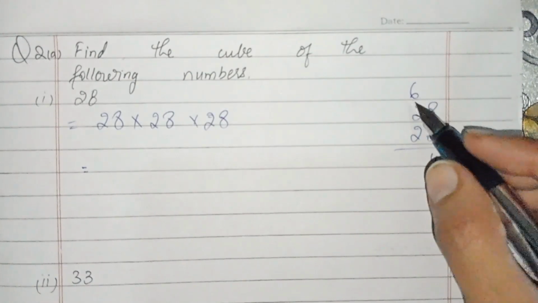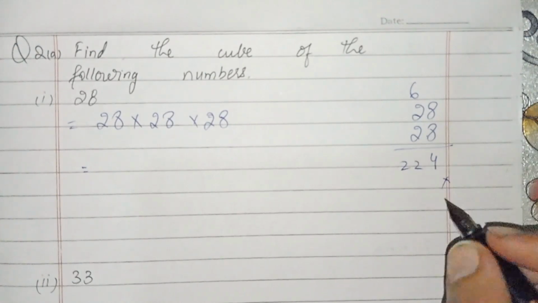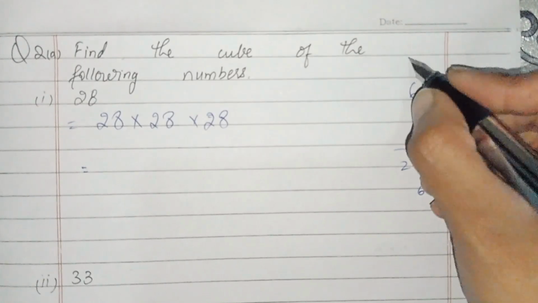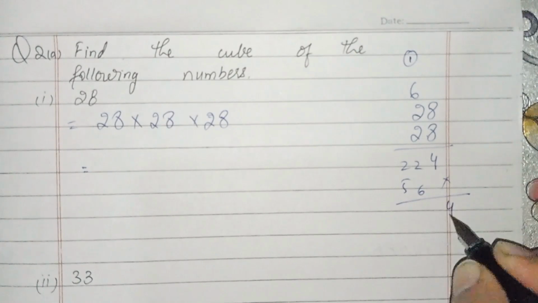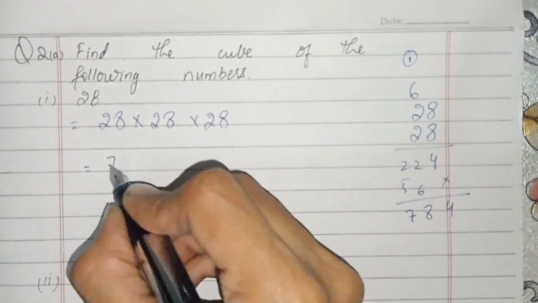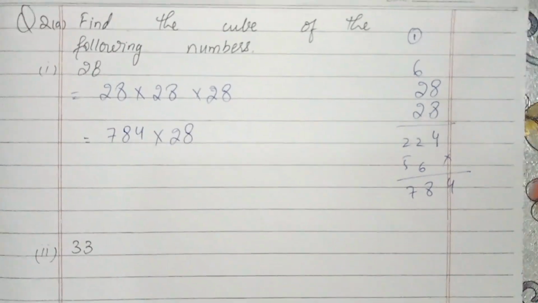Then 6 added to 16, that gives 22. And 2 times 8 is 16, 1 carry. 2 times 2 is 4, and 1 makes 5. And we get 784, and we multiply it by 28.